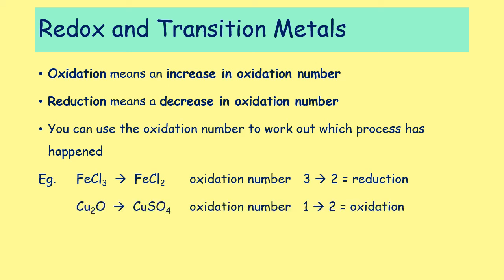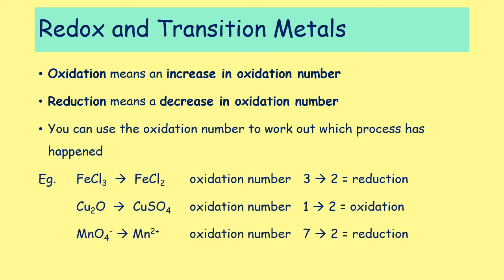Here we've got copper oxide, that would be copper 1 oxide, going to copper sulfate, so that would be a neutralization reaction. Oxidation number is going from 1 to 2, and that represents an oxidation. And manganese in the form of permanganate going to the manganese 2+ ion is oxidation number 7 going to 2, which represents a reduction. So often you're looking at one atom in a compound on either side of an equation, and you'll be asked to say, has oxidation or reduction happened?